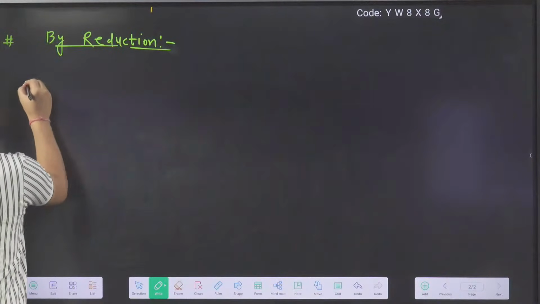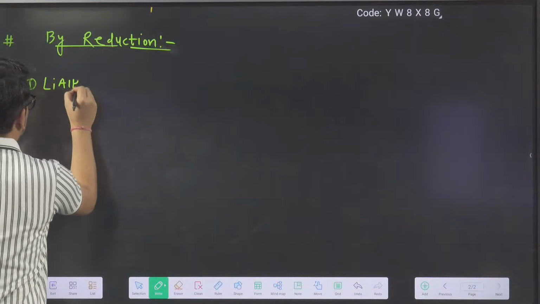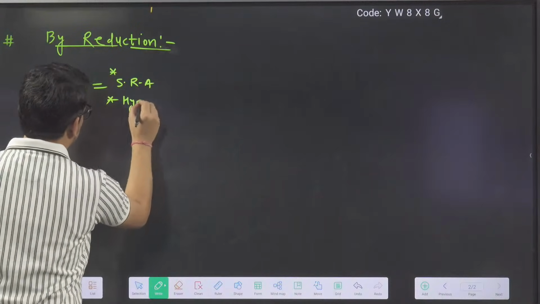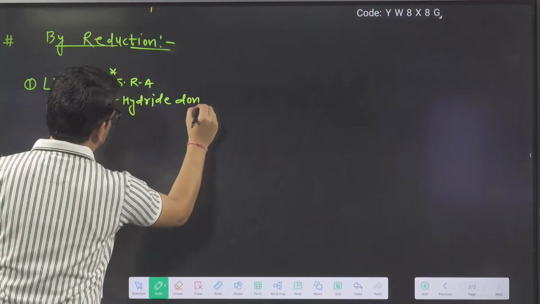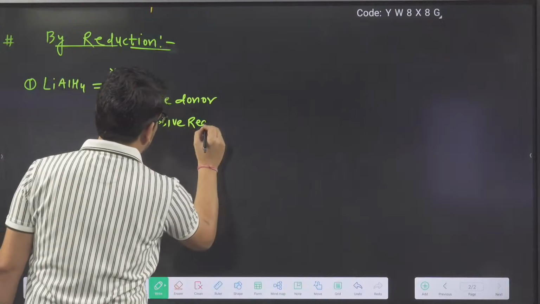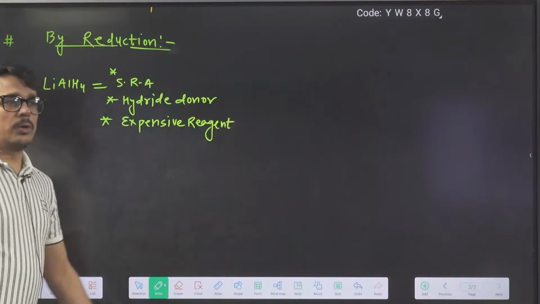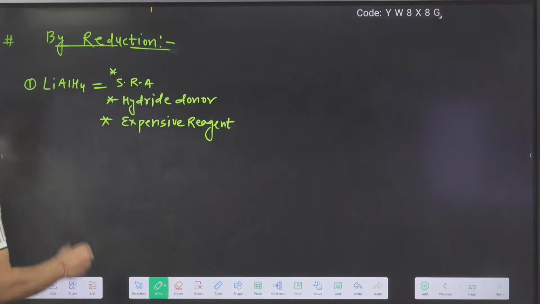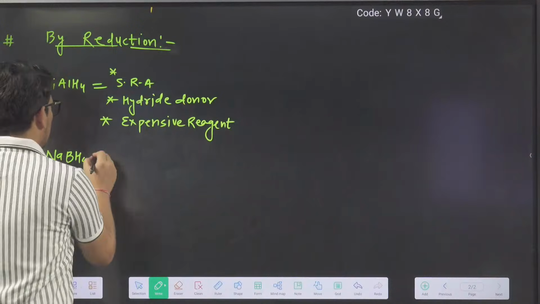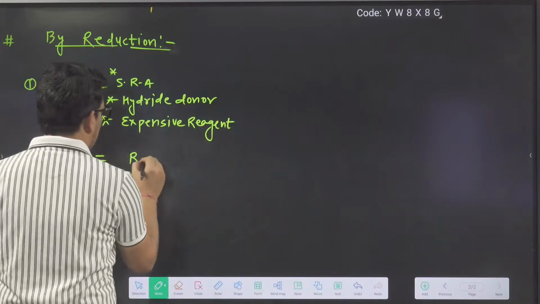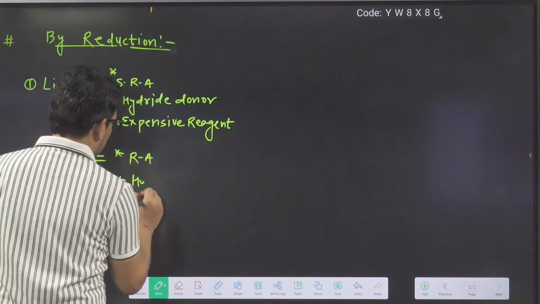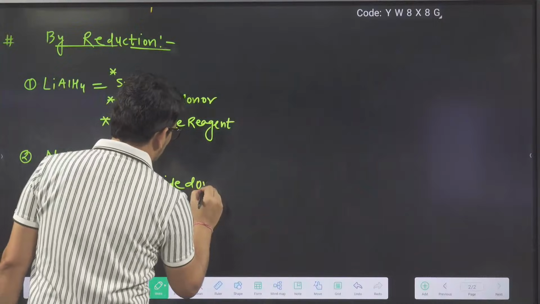Here I'm writing first the reducing agent LiAlH4. Strong reducing agent, hydride donor, expensive reagent. Second one, what I am saying here? NaBH4. This is a comparatively weak reducing agent. This is also a hydride donor.